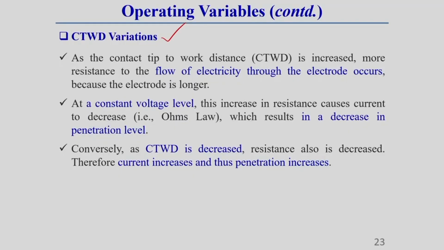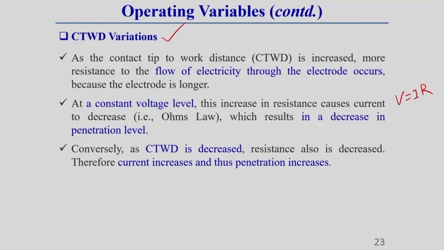Another important parameter is CTWD, which means the distance between the contact tube and the workpiece. The higher the distance, the more the resistance, and the more the resistance, the less the current flow, because we know V is equal to IR. So if the voltage is constant and R is increased, then the current will decrease, correct?